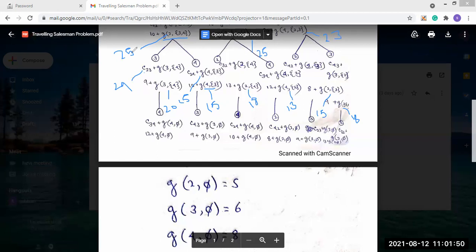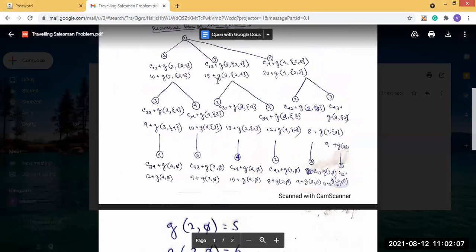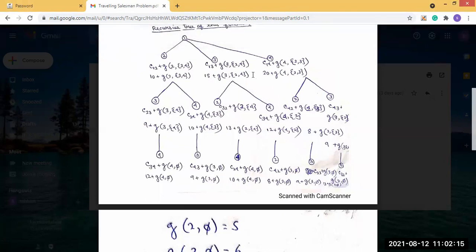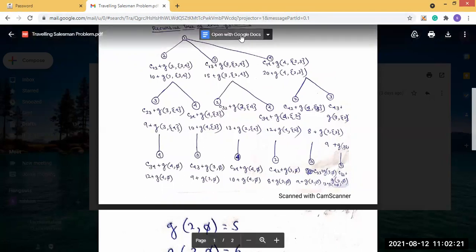For the final value we will check: 10 plus 25 will become 35. This value became 25, and 25 plus 10 will be 35 here. Then 15 plus 25, the value will be 40, and 20 plus 23, the value will be 43. So between 35, 40 and 43, what will be the minimum? The minimum value will be 35. So the minimum spanning tree value will be 35.